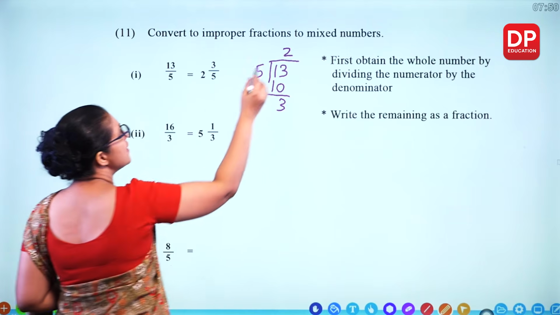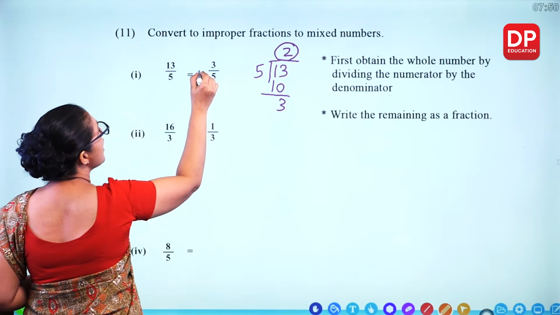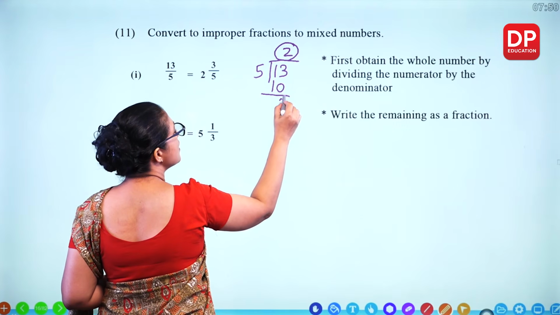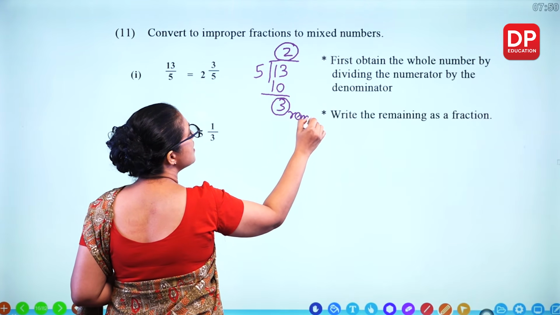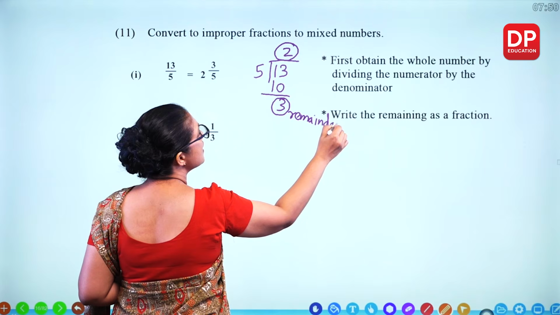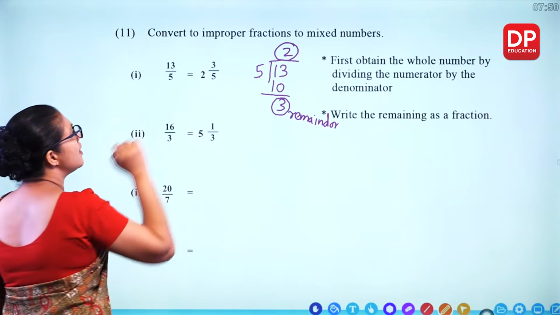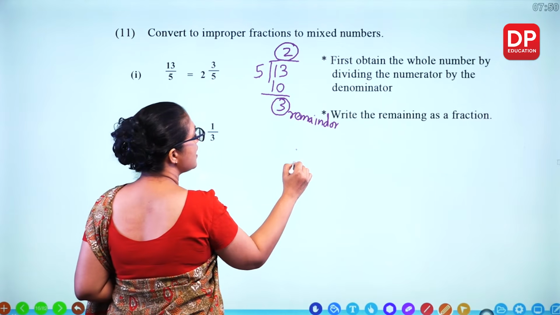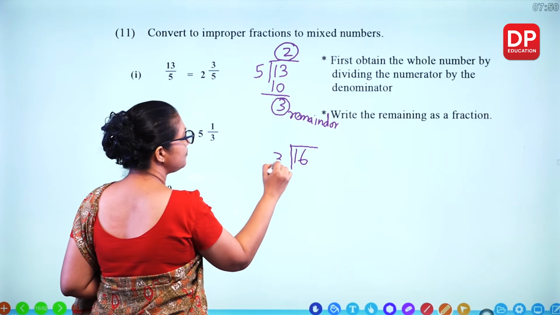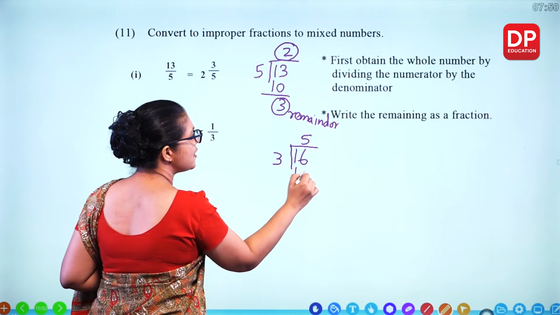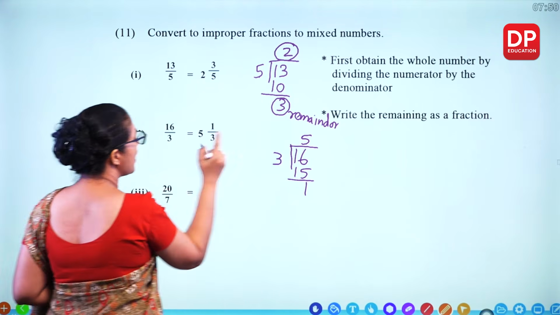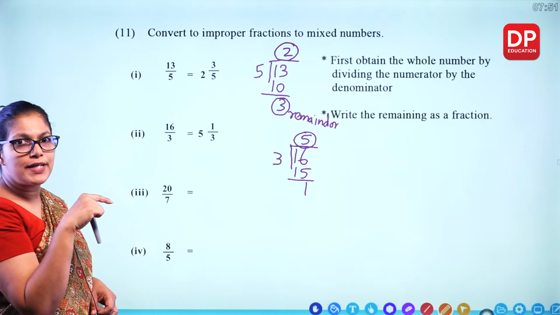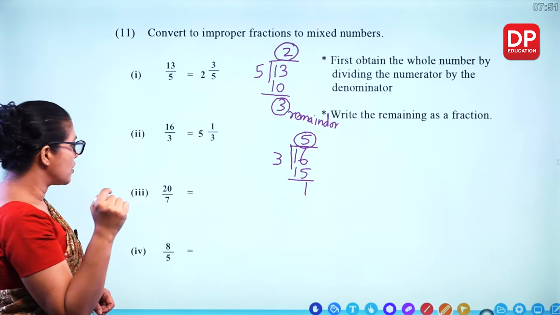So, this is the whole number. You write down that 2. And then you write down the fraction. This is the remainder part. Remainder over the divisor, 3 over 5. 16 over 3, how can you write? 16 divided by 3. 3 times 5, 15. 1 remaining. So, how can you write? 5 is the whole number. 1 over 3 is the proper fraction.